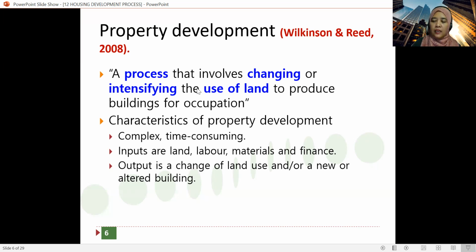Sama ada boleh bina tinggi lagi. What's the maximum plot ratio in that area? Of course, sebab you nak the highest and best use. Okay, to produce buildings for occupation. Occupation here boleh menjadi living, for living, boleh menjadi for working, dan sebagainya. For leisure, untuk diduduki lah, duduki.